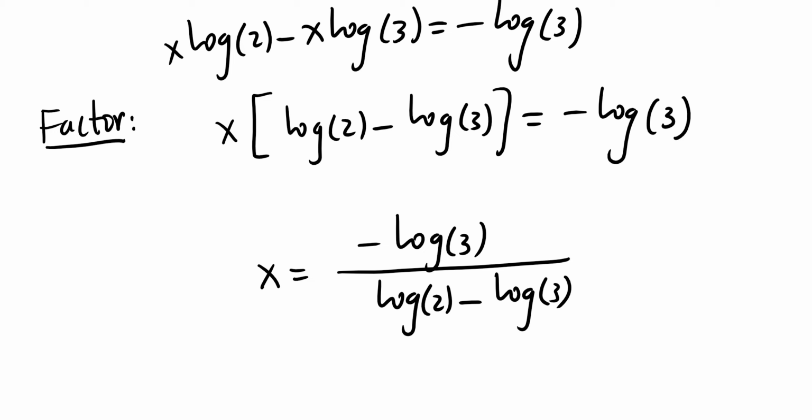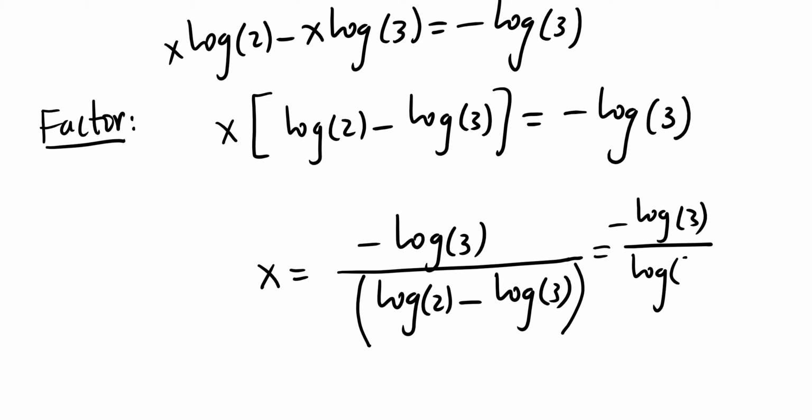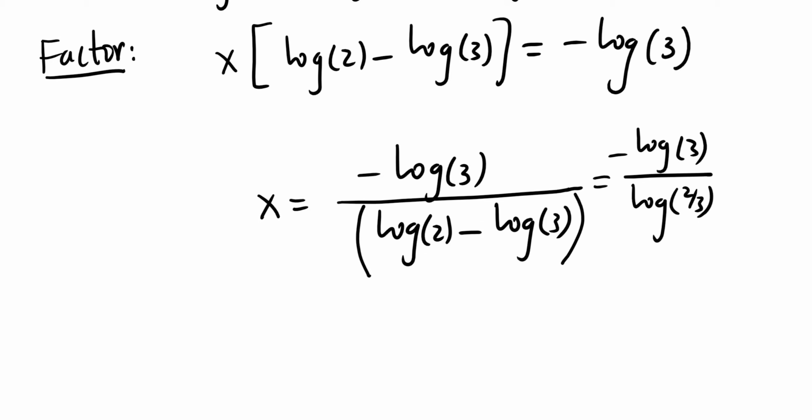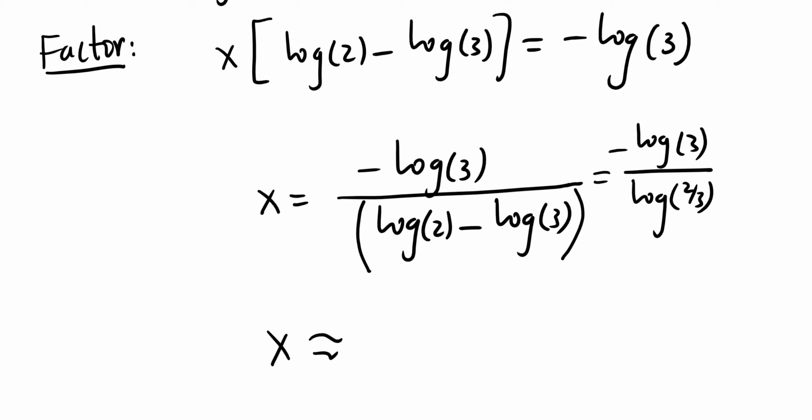You can put that in the calculator. If you do put that in the calculator, make sure you put parentheses around this. Otherwise, the calculator will not understand it this way. So then you can put that in the calculator and see what you get. Or if you like, you can rewrite the denominator as log of 2 over 3. So in this case, x, if you put that in the calculator, I got about 2.7095.